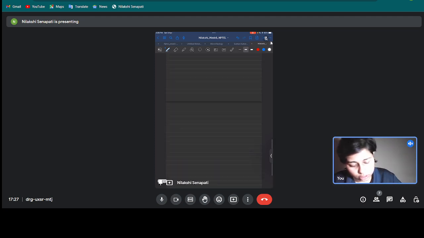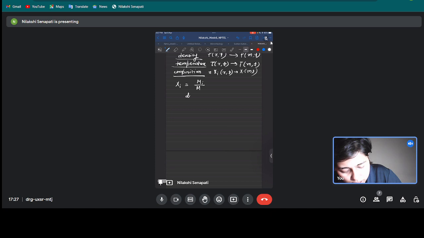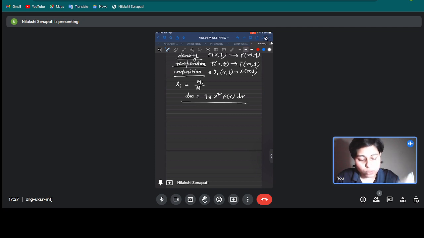So everything is telling us that mass will vary. That means dm, and that we can write as 4 pi r square rho r dr. I hope this is understandable for everyone, how we can write dm is equal to 4 pi r square rho r dr. Can everyone understand this? Anybody?